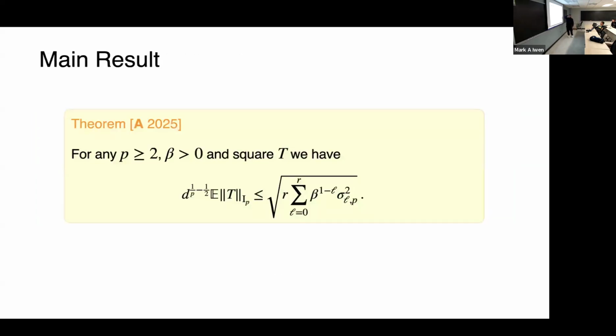It's somewhat easy to prove, I think, and it's somewhat clean. So it says that for any p greater than or equal to 2 and any parameter beta, like a tuning parameter we can optimize, and for simplicity we'll consider square tensors, we have that the expected injective norm is upper bounded by this thing.